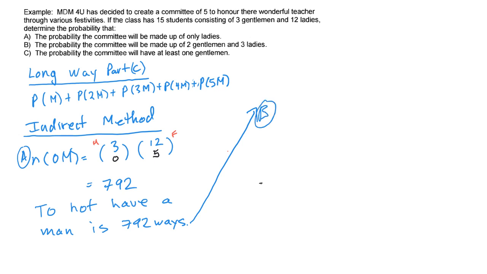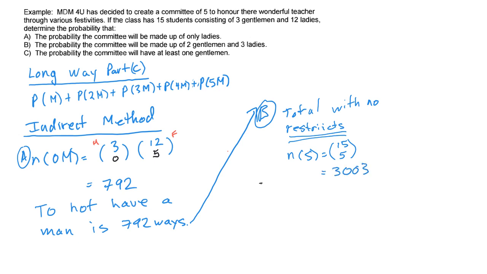we need the total with no restrictions. The number of ways with no restrictions. No restrictions. Okay, so I'm actually going to write this down. So that is n of s, which was 15 choose 5 from before, and we got 3003.